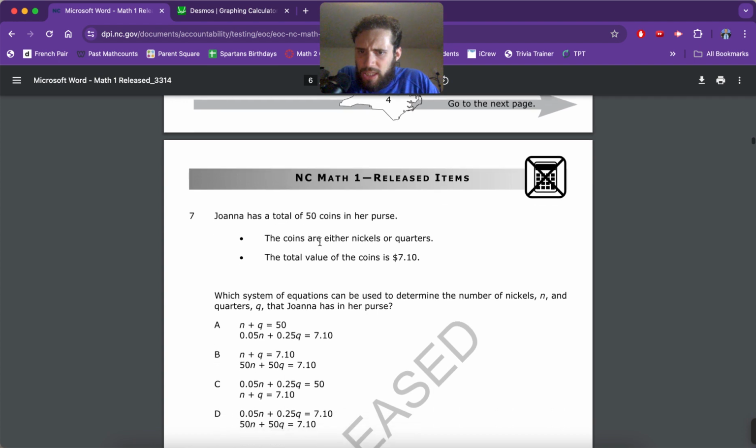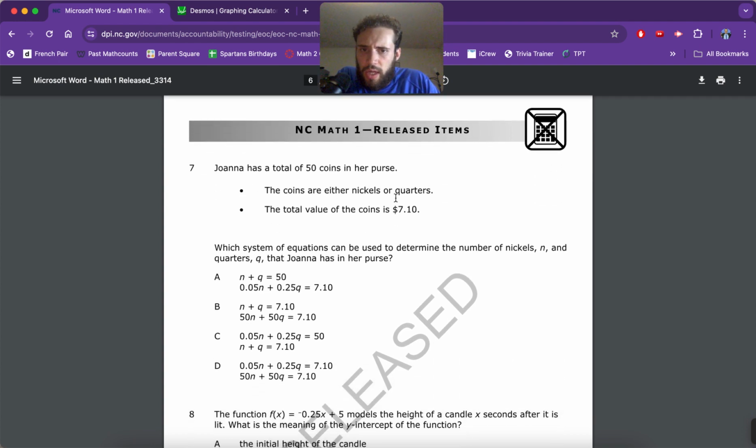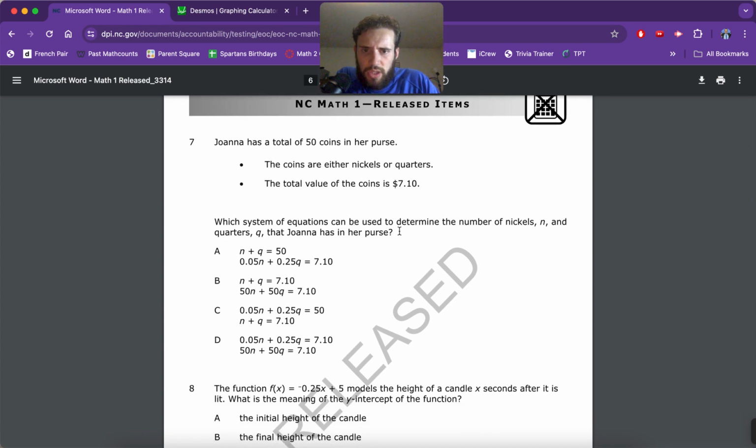All right, Joanna has a total of 50 coins in her purse. The coins are either nickels or quarters, and the total value of the coins is $7.10. Which system of equations can you use to determine the number of nickels N and quarters Q that Joanna has in her purse? Well, we're going to have two equations. One of them will be for the total number of coins. We know that adds up to 50.